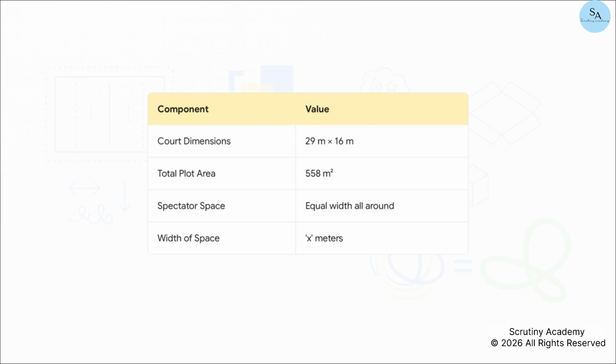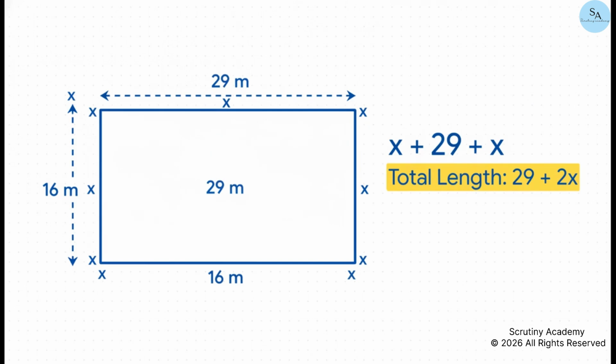And here's the important part. The space for spectators has the same width all around the court. Since we don't know that width, let's just call it X meters. You'll see that this little X is the key to solving our entire problem. So how does this X change the total size of the plot?